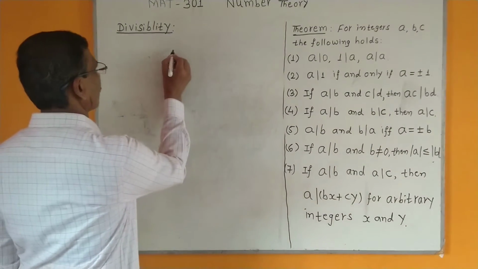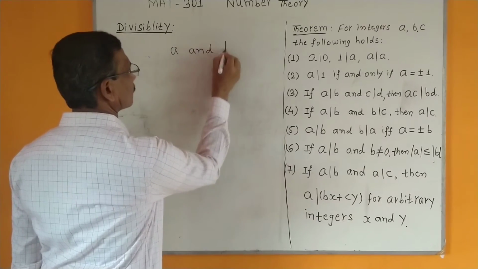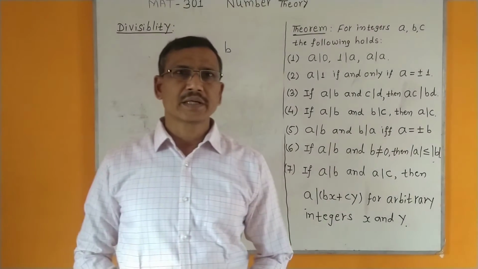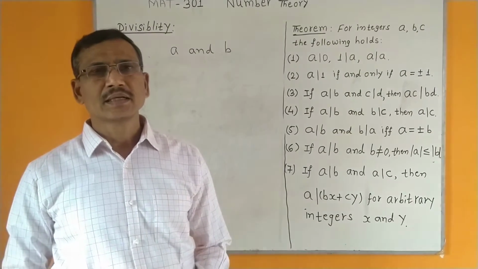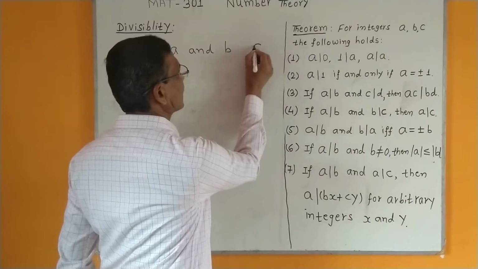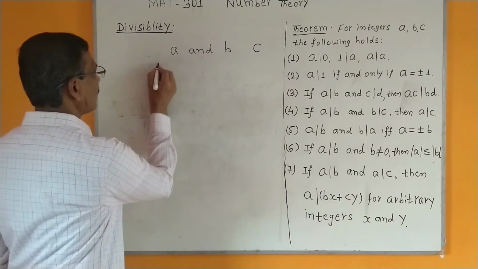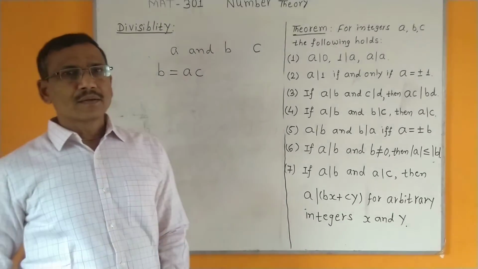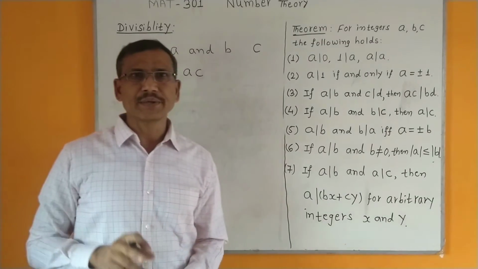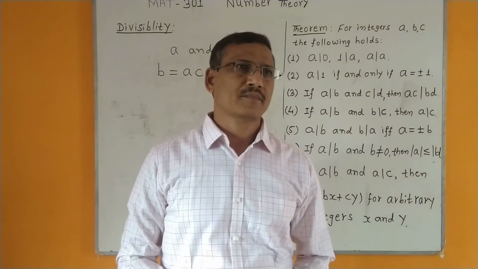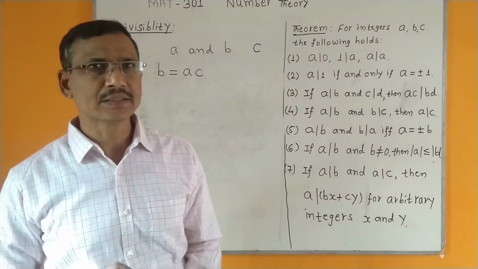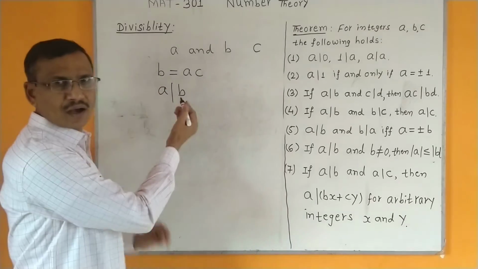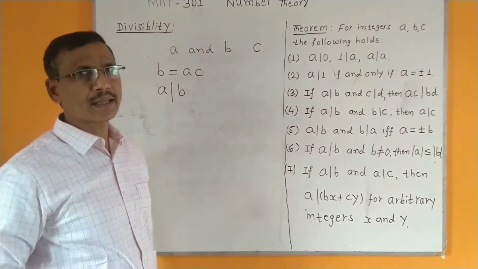Consider two integers a and b. The integer b is said to be divisible by an integer a if there exists some another integer c satisfying the condition that b is equal to a into c. Then we say that the integer b is divisible by an integer a. That means integer a divides the integer b, and in this case we write the symbol a divides b, or b is divisible by a.